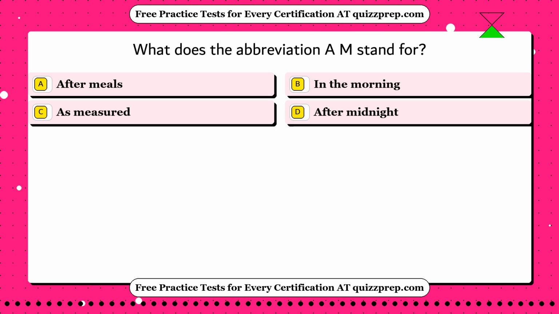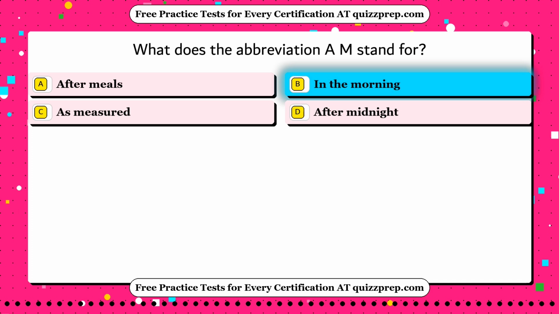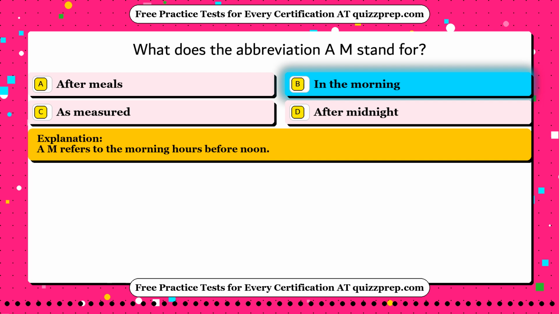Question 7. What does the abbreviation AM stand for? Option A, after meals. Option B, in the morning. Option C, as measured. Option D, after midnight. The correct answer is option B, in the morning. AM refers to the morning hours before noon.